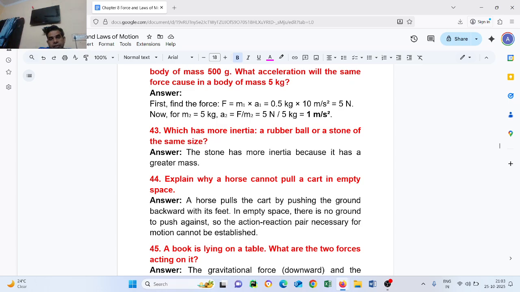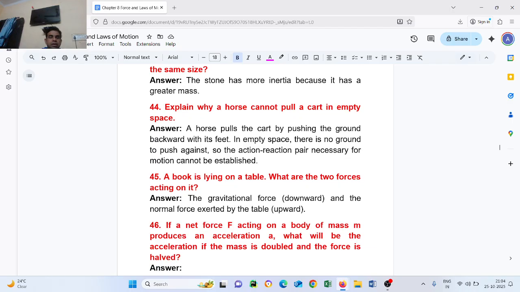Question number 44. Explain why a horse cannot pull a cart in empty space. A horse pulls the cart by pushing the ground backward with its feet. In empty space, there is no ground to push against, so the action reaction pair necessary for motion cannot be established.